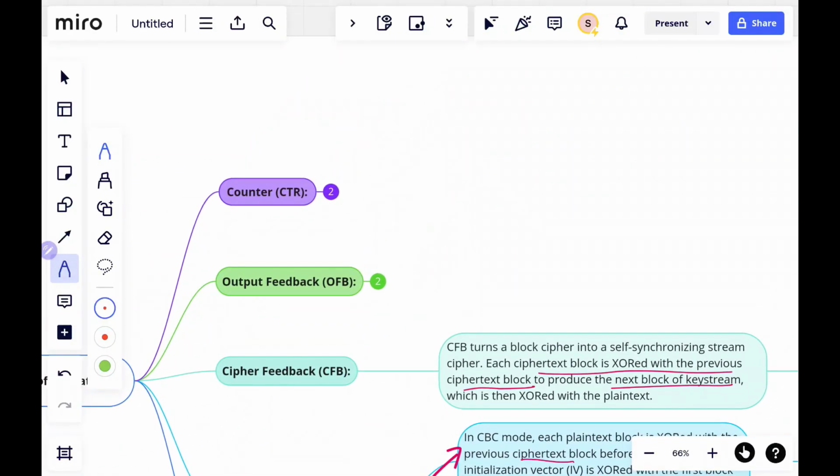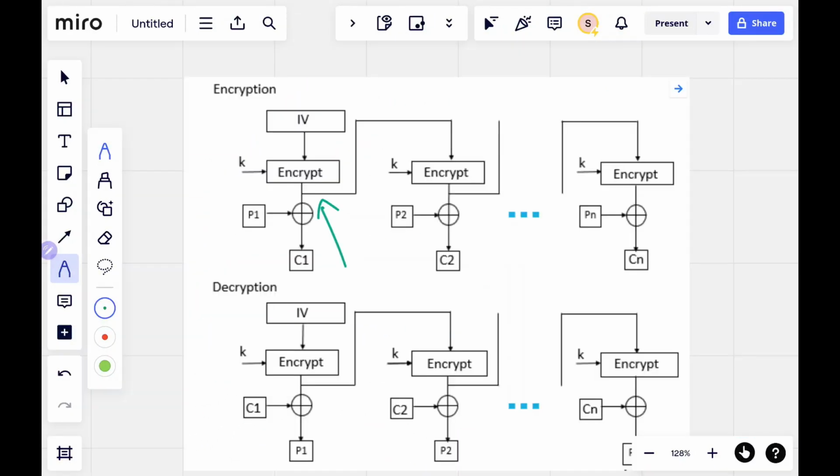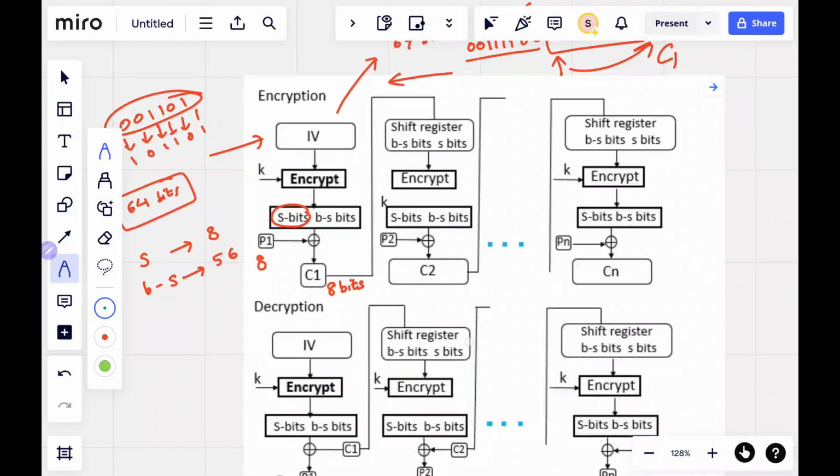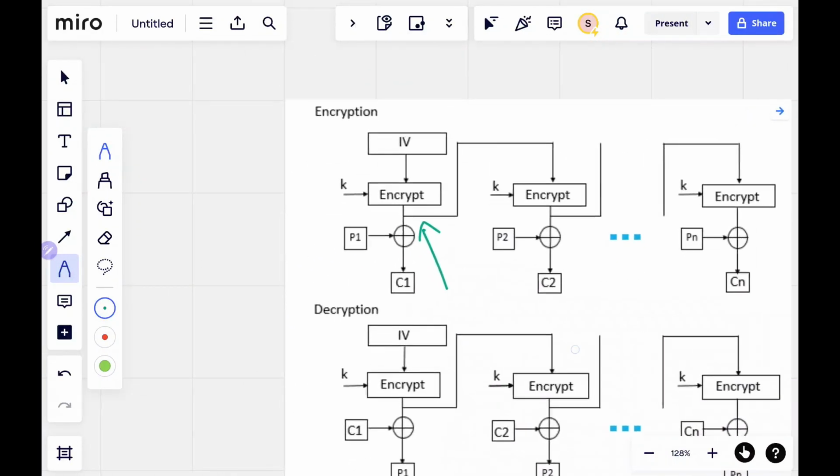With that, let's come to the fourth type, that is output feedback. If you see, in the previous case, we had taken only 8 bits of plain text and XORed it with the output of the encryption function. That is, we XORed P1 with S bits. But in this case, we are XORing the entire P1 with the output of this encrypt phase. So P1 is getting XORed with the entire output, that is of 64 bits, for example, and not 8 bits. In the previous case, we considered the block cipher as a stream cipher, but in this case, it will be considered as a block cipher only.